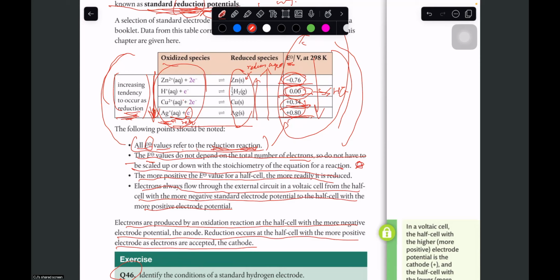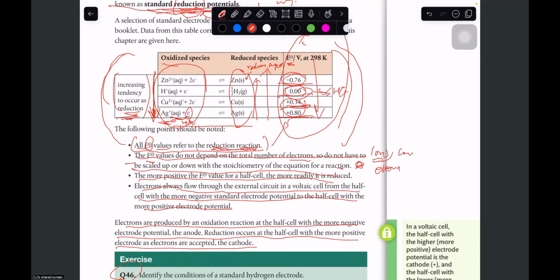So the E is not changed if the equation of the reaction is multiplied by a number. Actually, it only depends on the concentration of the ions, right? We only pay attention to the ion concentration. Don't pay attention to the electrons.